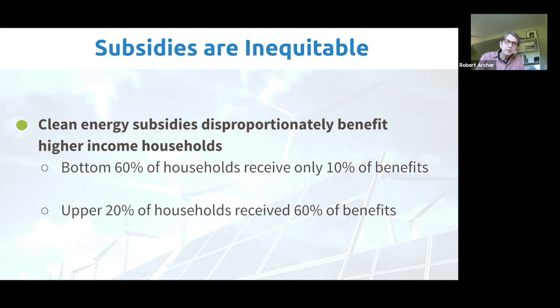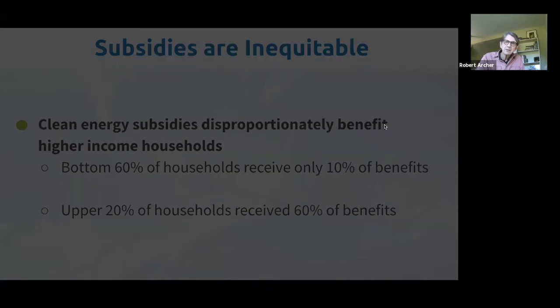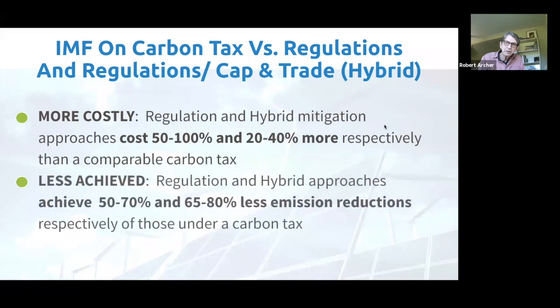The recent International Monetary Fund analysis on cap and trade and regulations options showed that those two approaches are more costly, by 50 and 120 to 140% respectively, and they achieved less emission reductions. So what does this mean? It's my central message here, I think, that fee and dividend is the foundational policy that is primary and essential. And then truly complementary regulations and subsidies can augment.